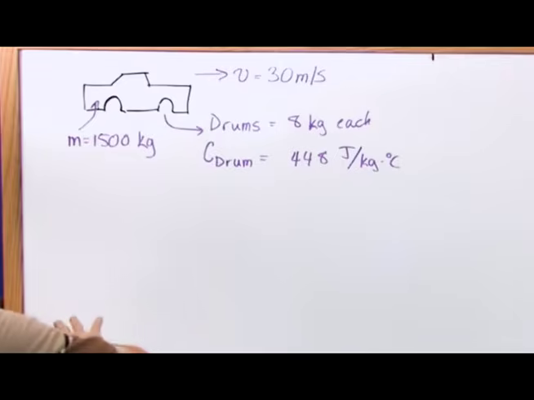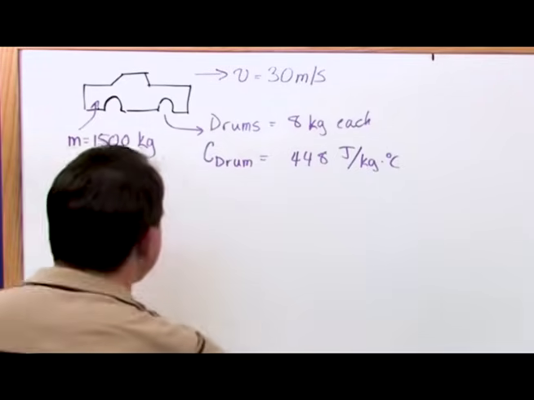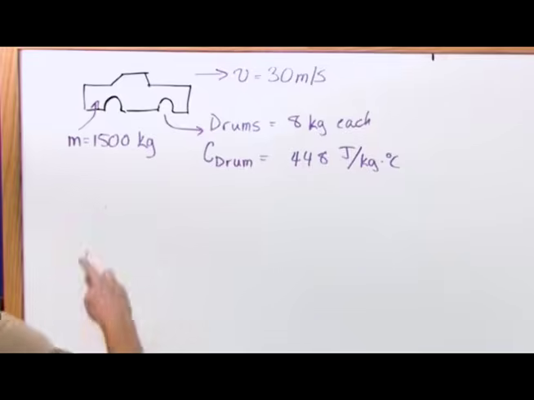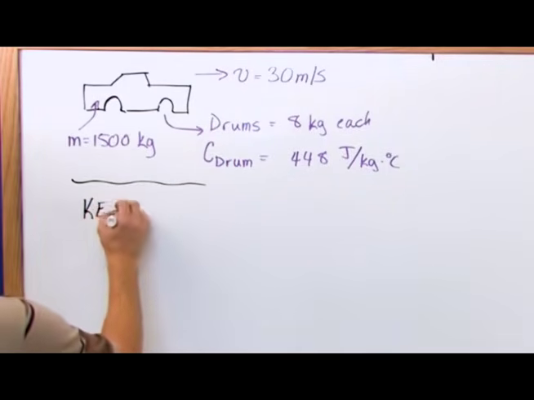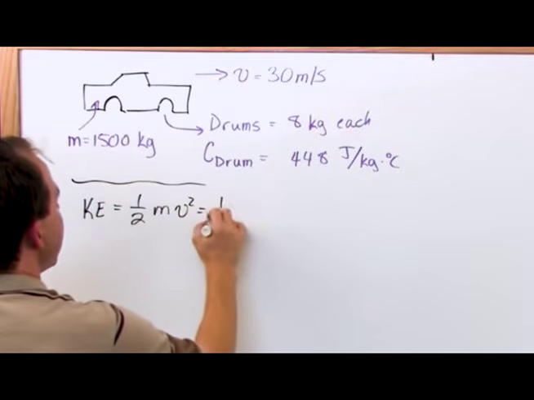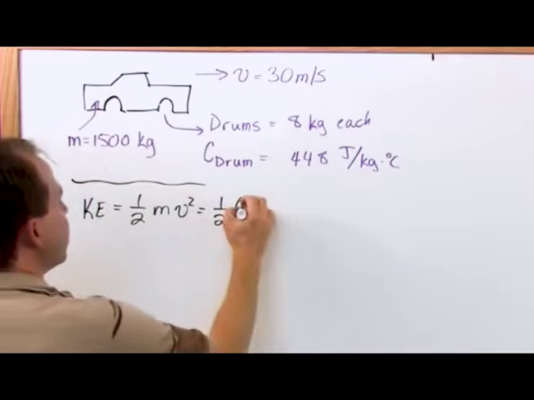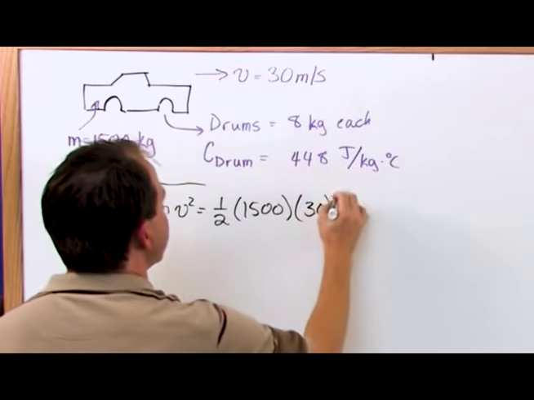So let's do one thing at a time though, because when you're starting out in this stuff, you're not going to be able to map all the way to the solution like that. What you're going to have to do is take it one step at a time. We know the kinetic energy of the car is 1/2 mv squared, which is 1/2 times 1,500 times 30 squared.